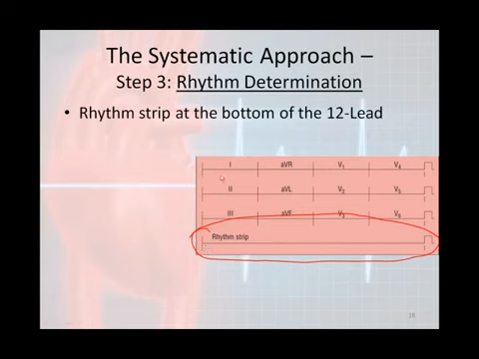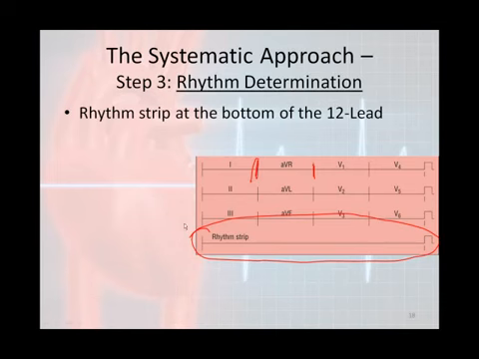If they don't, then you just have to use these leads up here and try to figure out the rhythm. The problem is it only goes for a couple seconds and then the rhythm will change. Once it actually hits these little markers right here, the rhythm will change, which could change your P wave, which could change your QRS. It's always nice to have the rhythm strip down here at the bottom.